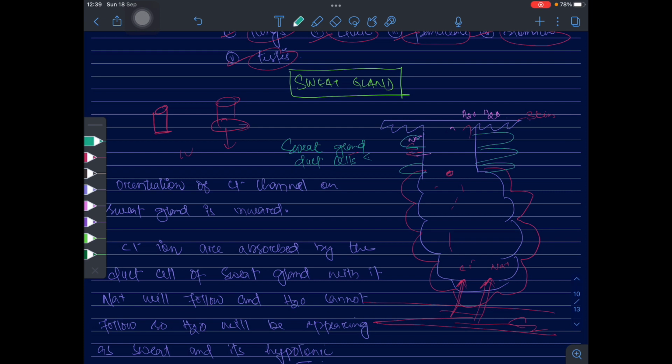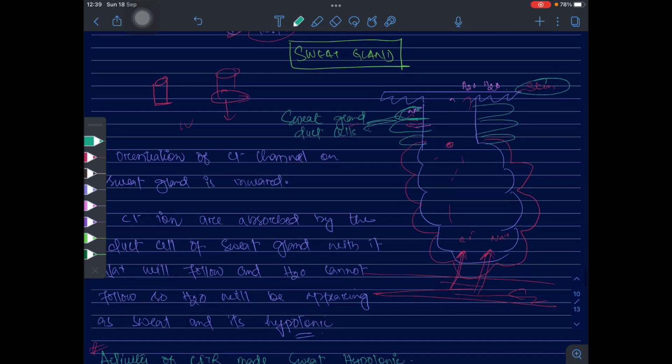These are the duct cells. So what happens is that in the sweat gland, this is the sweat gland, these are the duct cells, and here is the skin. You can see it. This is just a representative diagram for understanding, and here is the circulatory system. Through the circulatory system, different ions like chloride and sodium will be entering here. So they will go to the sweat gland, to the duct cell.